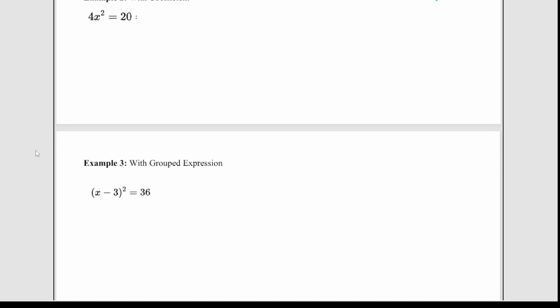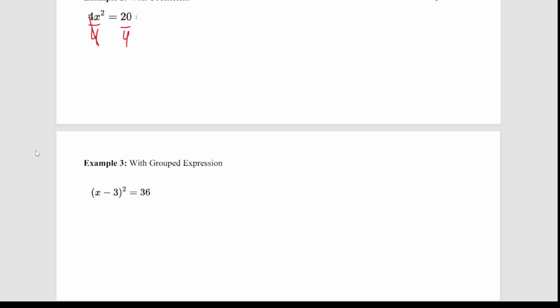Now let's say you have a small coefficient. Well, you still have to get the x squared by itself first. So you're going to want to undo multiplying x squared by 4 by dividing by 4 first. Then you can undo the square with a square root, making sure to use plus or minus.